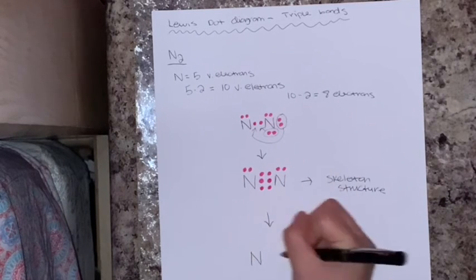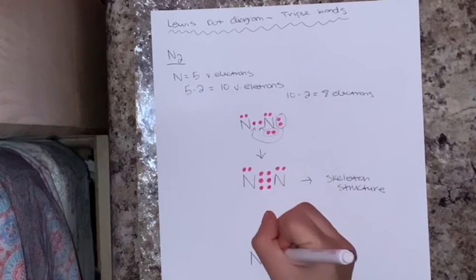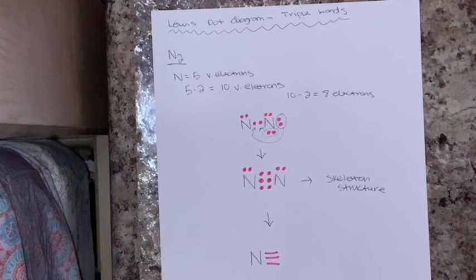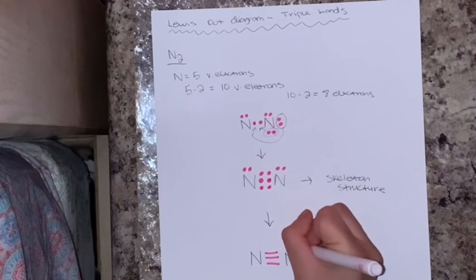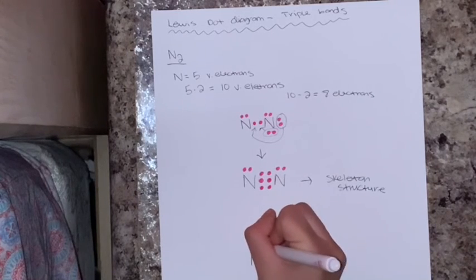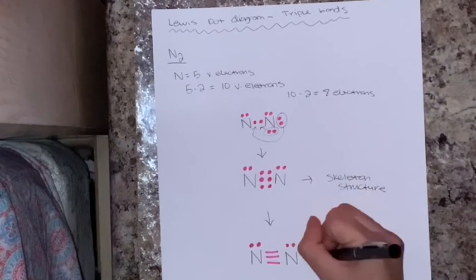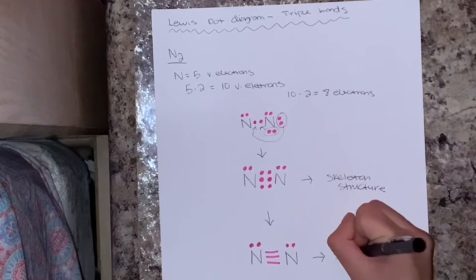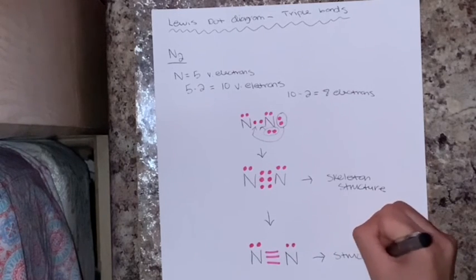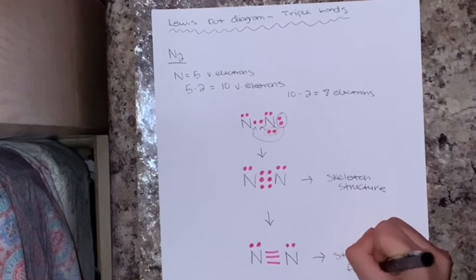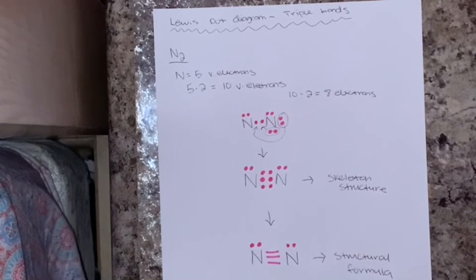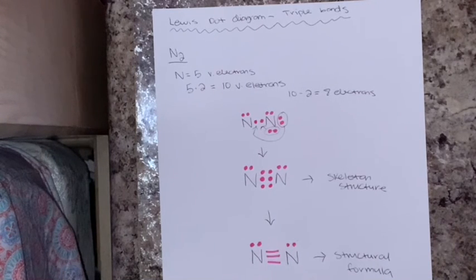And so now we're going to draw the structural formula. So instead of having 6 dots, we're going to have just 3 dashes, representing the electrons being shared between these two atoms. And that is the structural formula for N2. And so that is a triple bond that we created, and that is the Lewis dot diagram for N2.